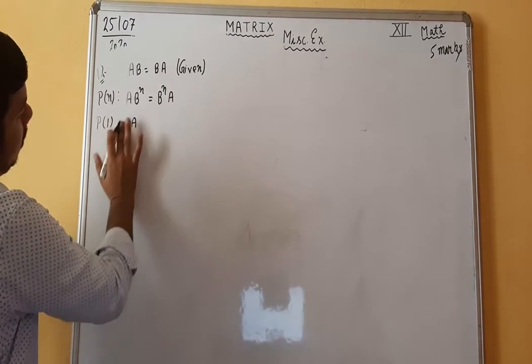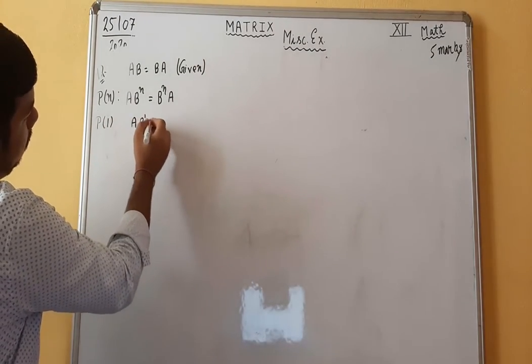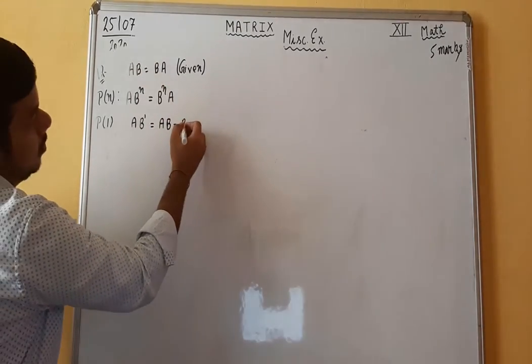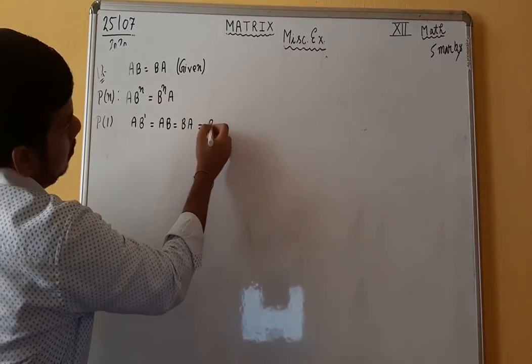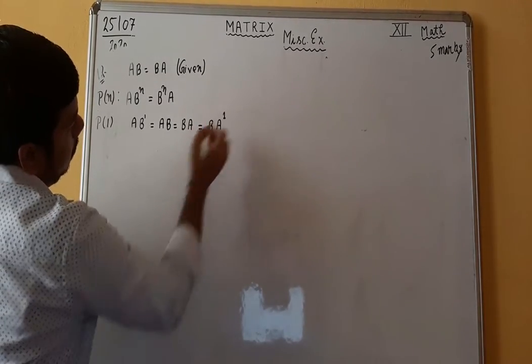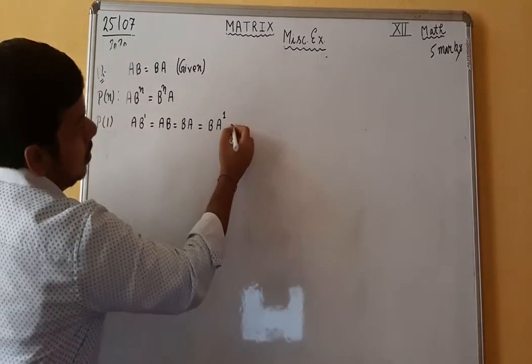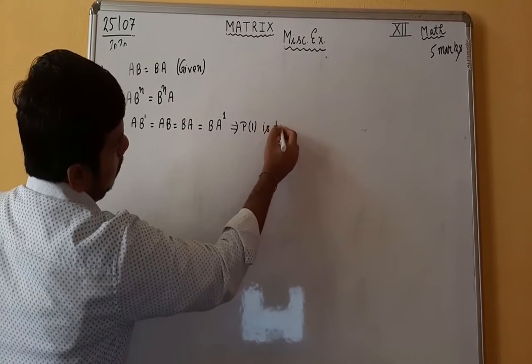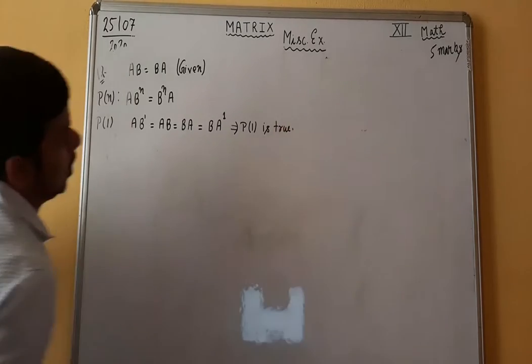P1 is what? (AB) raised to the power 1 means AB, and AB is equal to BA. This is given. And it can be B raised to the power 1 into A. This implies that P1 is true, meaning the result is true for n is equal to 1.